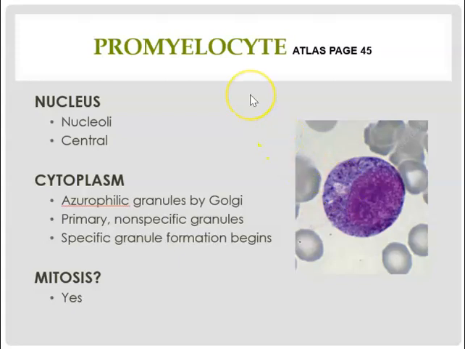The Golgi usually doesn't stain very well, so if you can see a Golgi, it's usually lighter in color just because it hasn't stained. Also in the cytoplasm, we have primary nonspecific granules, and this is because we still cannot differentiate between whether we're going to end up with a neutrophil, basophil, or eosinophil. So those specific granules are going to start to form at the end of this stage, but for the most part we have primary granules and we can't differentiate between the three types of cells yet. Now mitosis can still happen, or the cell can still divide during this stage.